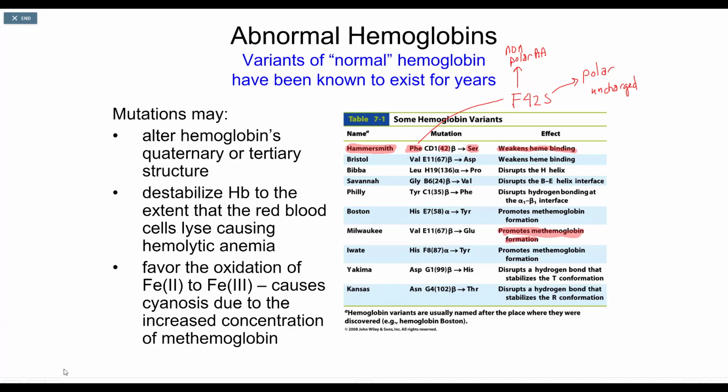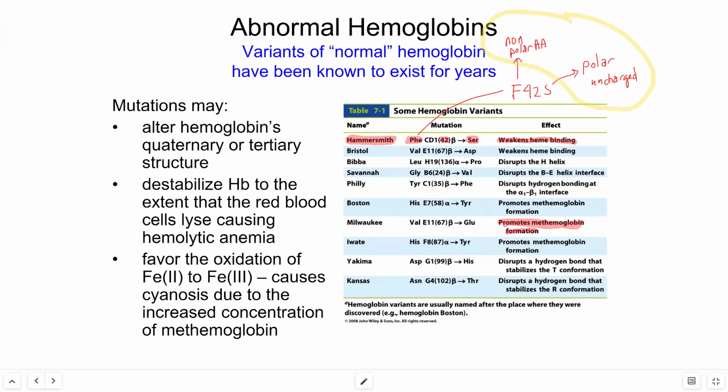I'm never going to ask you for these specific mutations, like, tell me about the Philly mutation or the Yakima mutation or the Kansas mutation. Instead, I want you to think about this in the context of what we've already talked about, and that is, what's changing? What are we going to see occur when a non-polar residue switches to a polar residue? What types of interactions will this amino acid now have that it previously did not?